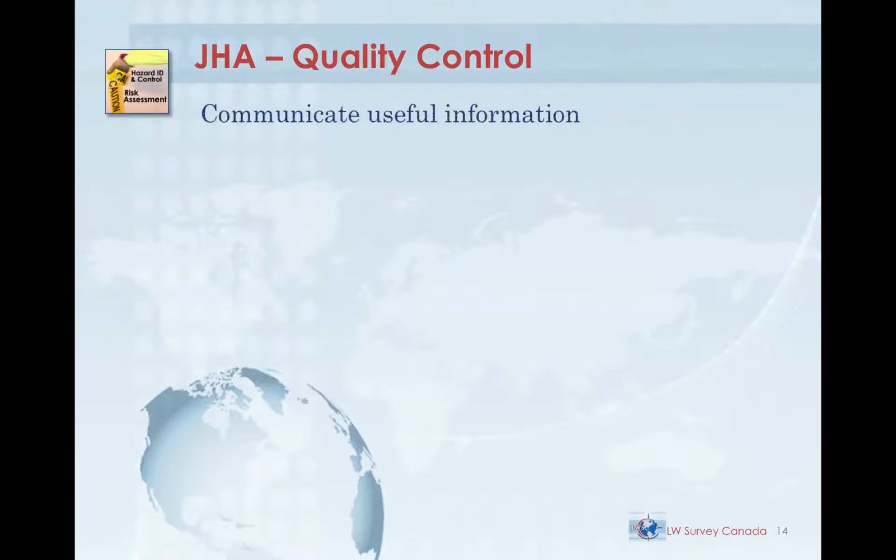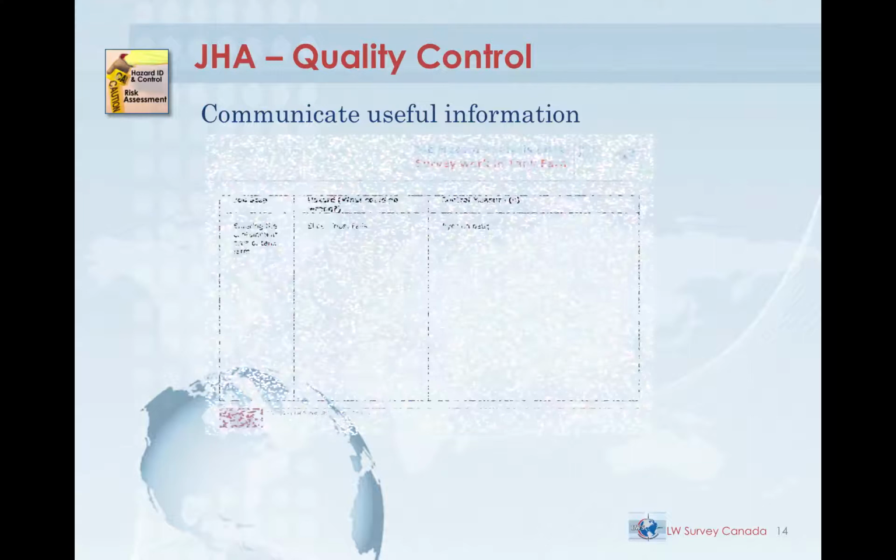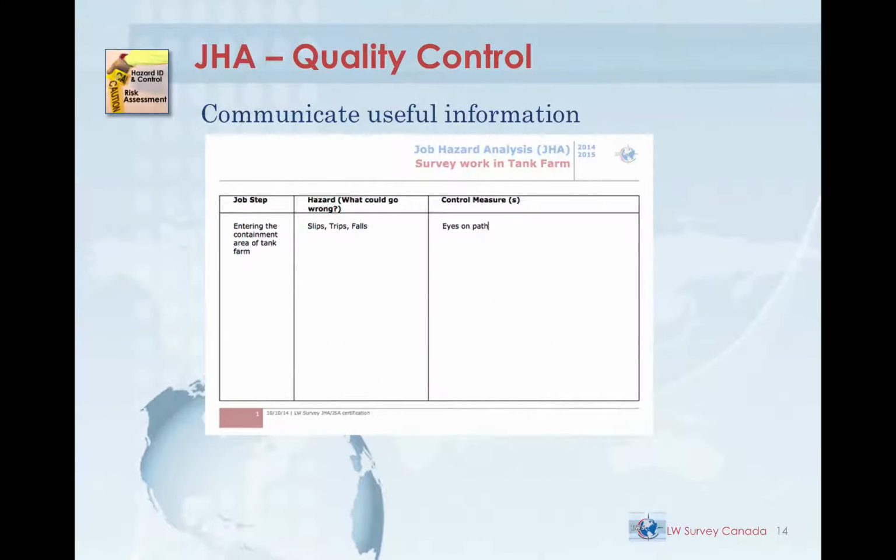Keep your target audience in mind and communicate useful information when you develop your JHAs. The JHA is not supposed to be a paperwork exercise, it's a field tool for your team. Listing slips, trips, and falls with a control measure of eyes on path doesn't communicate useful information. Our goal with the JHA is to share best practices company-wide and prevent injuries.